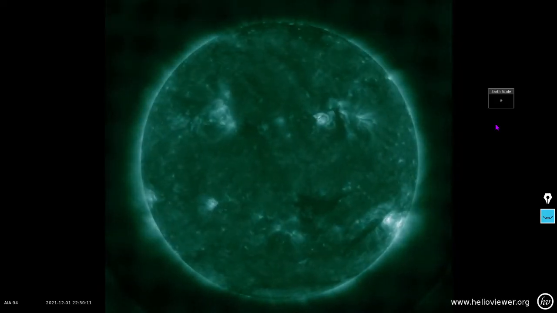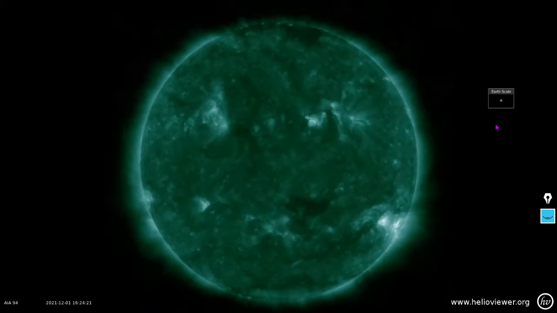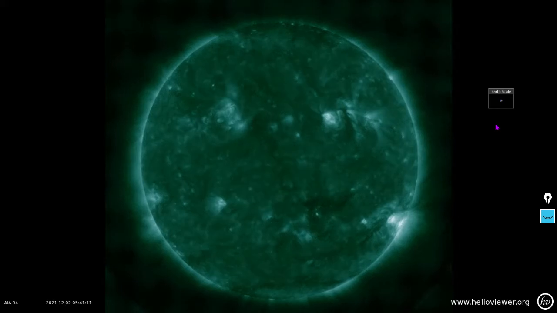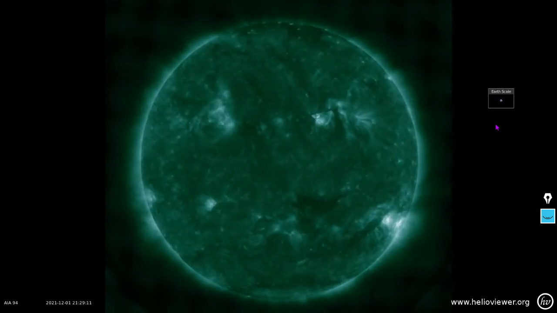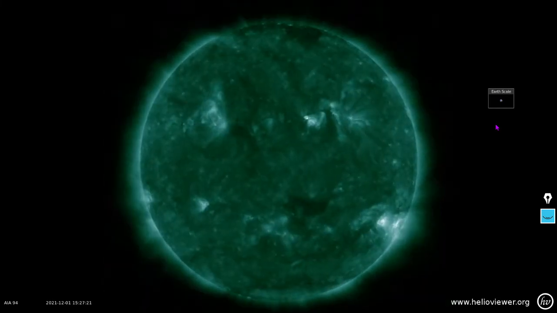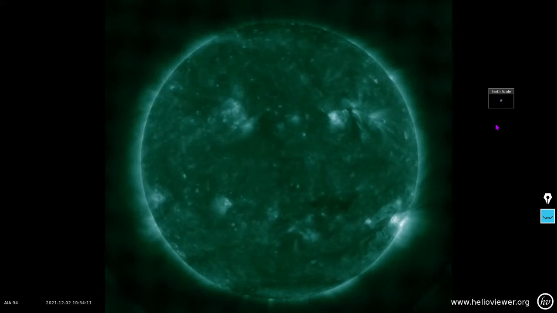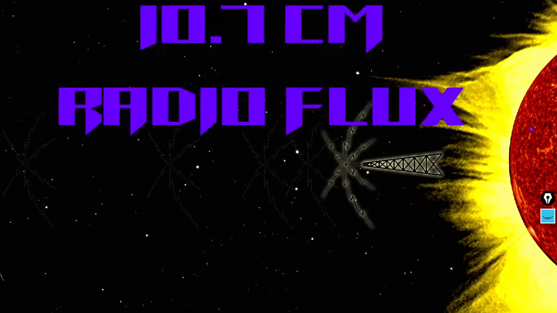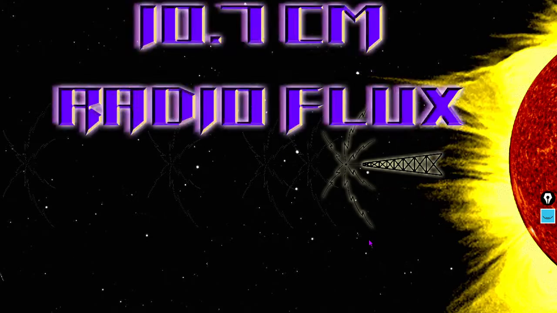Here's another ionic state of iron here. This is 94 angstroms. And this is one of the best wavelengths to show solar flaring activity, which has been at a surprisingly low level here. We're expecting to see an uptick as the solar flare watch continues. We've also kicked up a coronal mass ejection watch. We'll get to that later in the video.